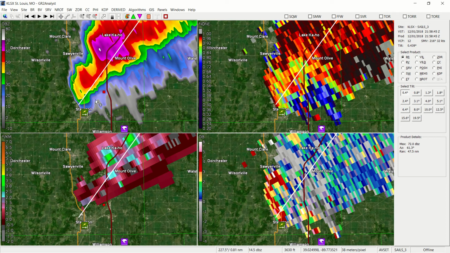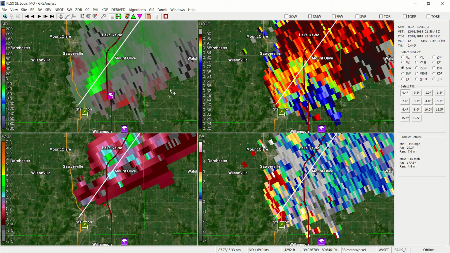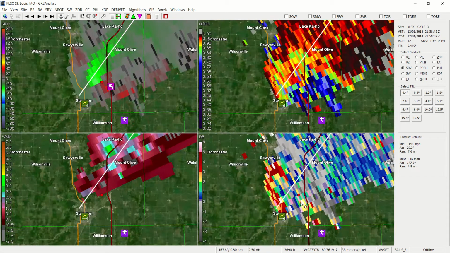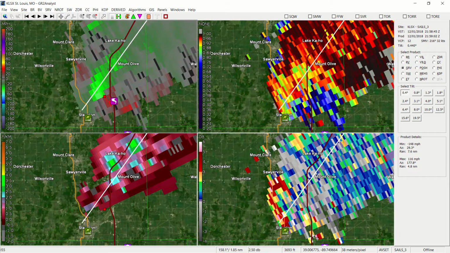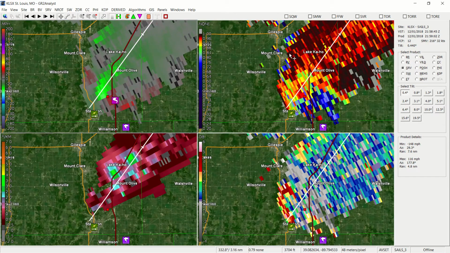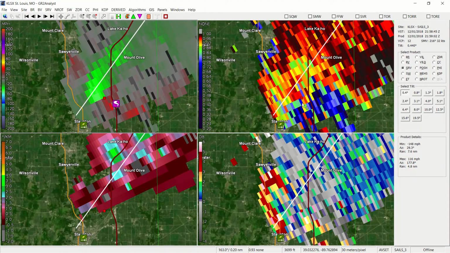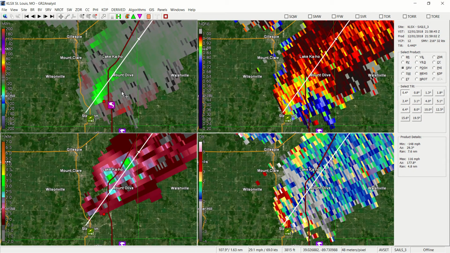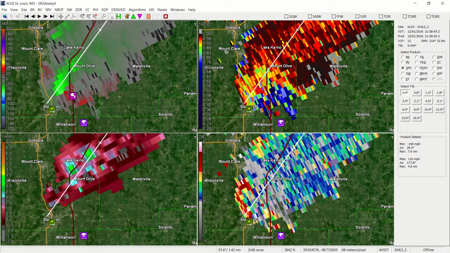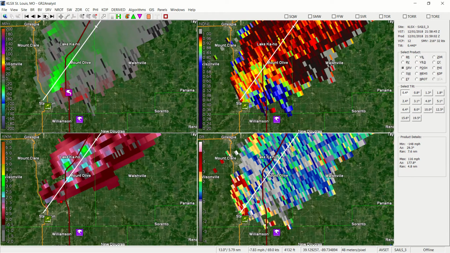But as far as where we might see a debris signature, it's kind of hard to tell, because if we wanted to look at a debris ball, for instance, you would want to see lower correlation coefficient values. And because we're at the edge of this storm, and because we're still kind of far away from the radar, 3,000, 4,000 feet in the air, we are not really picking up on that feature so much.